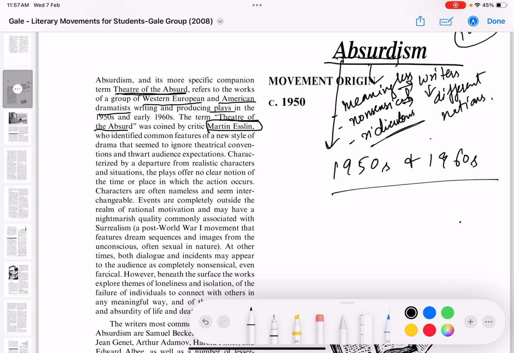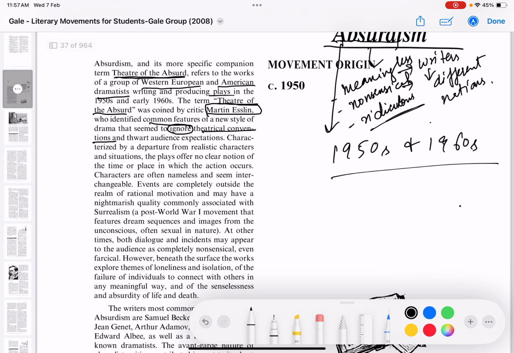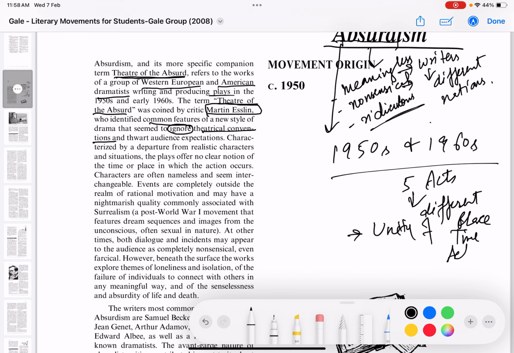Which common features? It's a new style of drama that seemed to ignore, remember this term, ignore theatrical conventions. We have certain theatrical conventions. For example, if you see Elizabethan dramas, then there are certain conventions that the dramatists were following. For example, it is in 5 acts, and the 5 acts are divided into different scenes, right? Then you have to follow certain unities, like the unity of place, unity of time, unity of action. Then we have plot, subplot. So there are certain conventions that you see in Elizabethan dramas.